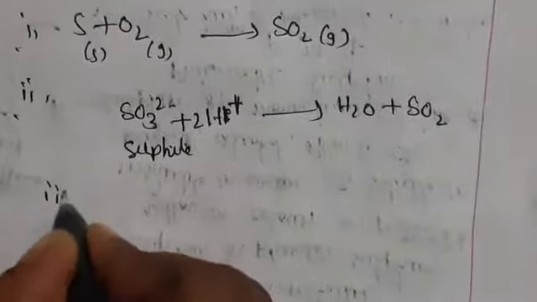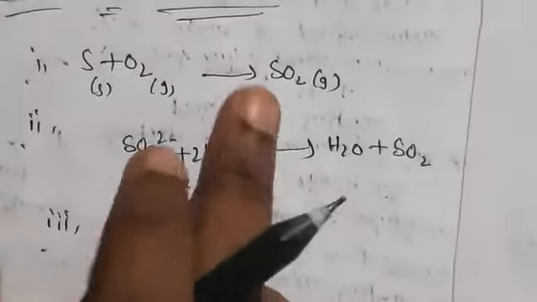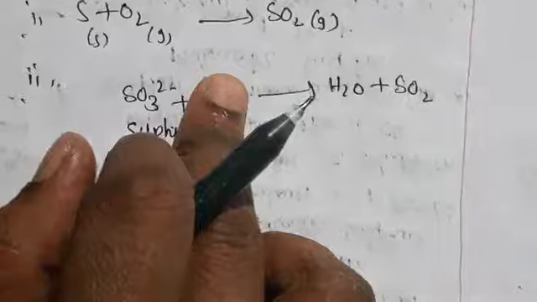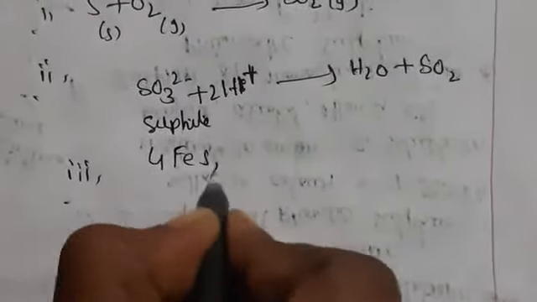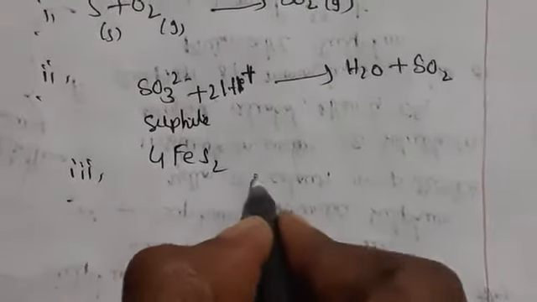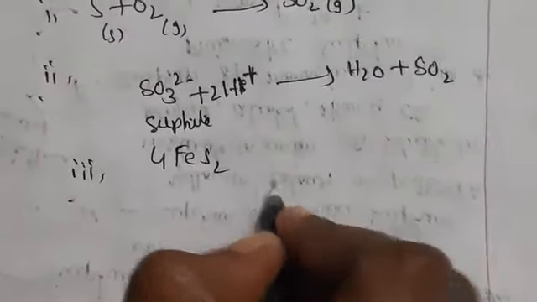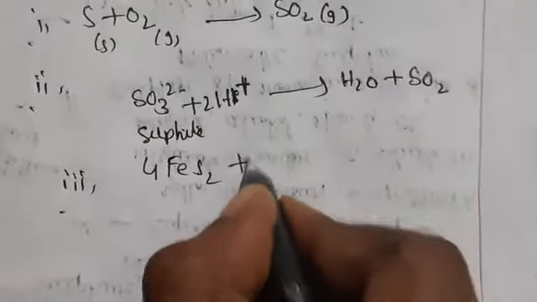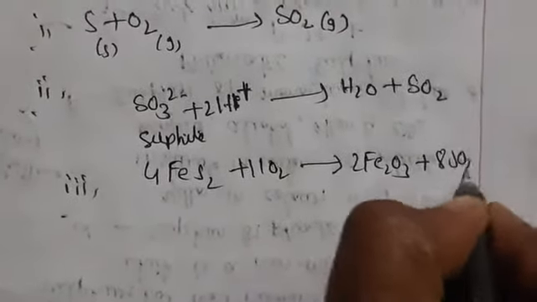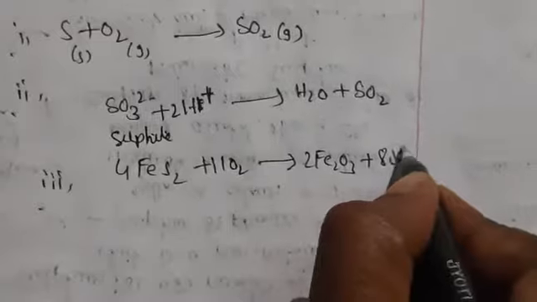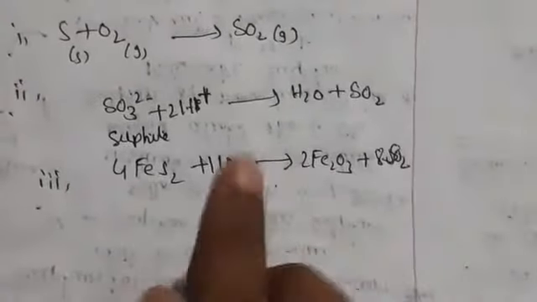Coming to industrial preparation, how do we prepare it industrially? This was the laboratory method, in the presence of atmosphere, which occurs naturally. In the industrial process we take 4FeS2, ferric sulfide. Whenever ferric sulfide is treated in the presence of oxygen, it forms 2Fe2O3 plus 8SO2. We need the sulphur dioxide only. This process we call the roasting process.